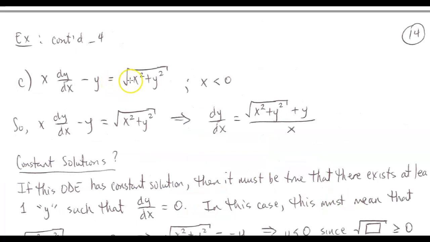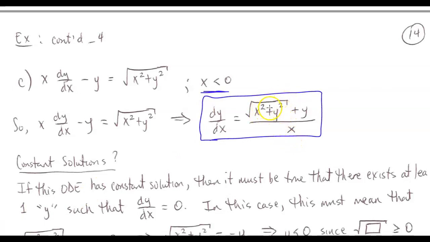All right, so in our next example, we have x times dy over dx minus y equal to square root of x squared plus y squared. And here we put the stipulation that x is going to be a negative number, okay? I did this just to make the problem a little bit easier to deal with. So the first thing we want to do here, since we know that this is a homogeneous first order equation, is to get it into the form of dy over dx. And of course, you see with some algebraic manipulation, this is what that looks like here.